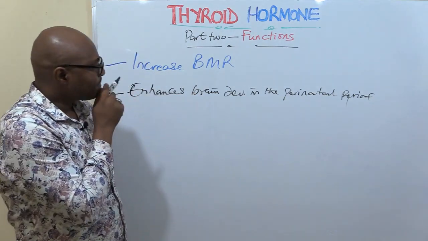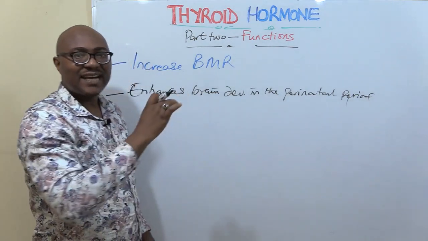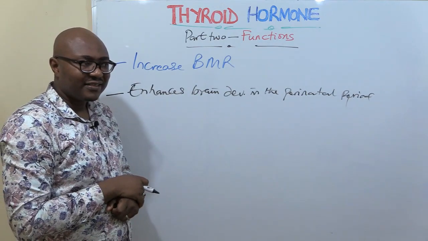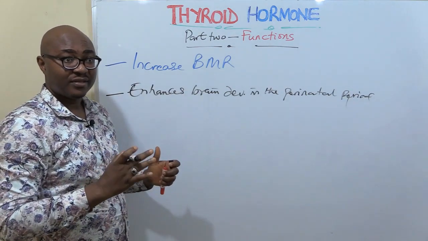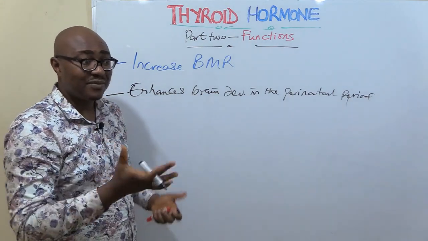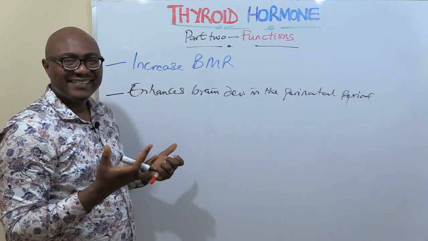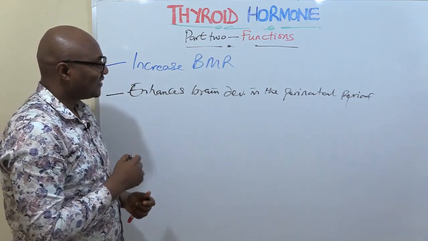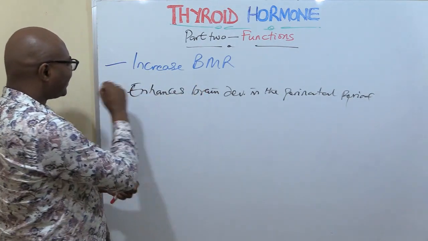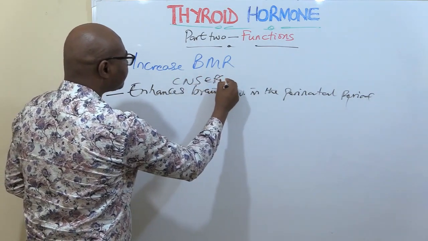Okay, and that's why babies that have congenital deficiency of thyroid hormone, what do you see that happens to them? Mental retardation. They are mentally retarded because their brain cannot develop well because thyroxine is lacking. T3, T4. All right. So that's what congenital means, from birth, absent from birth. So that's the effect on the CNS.